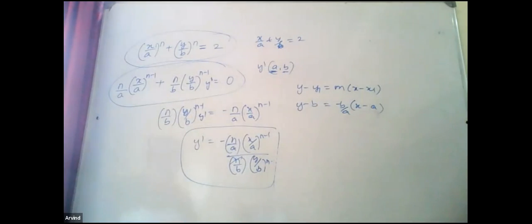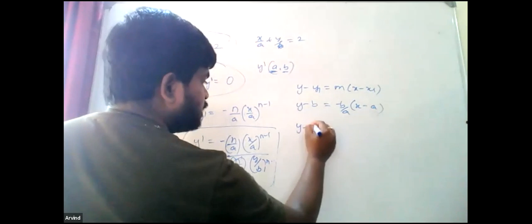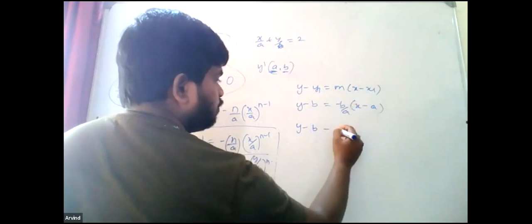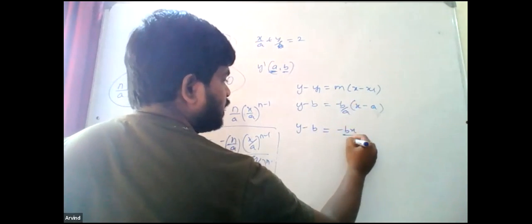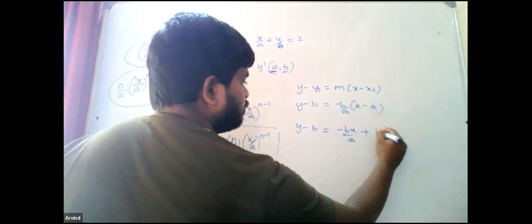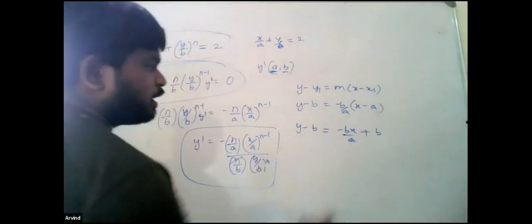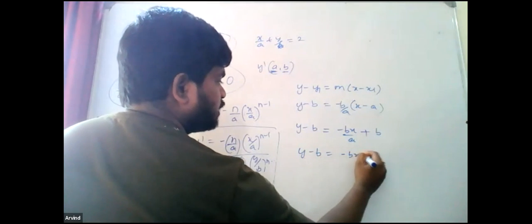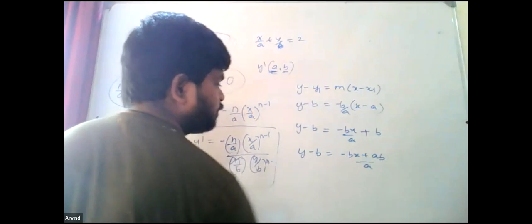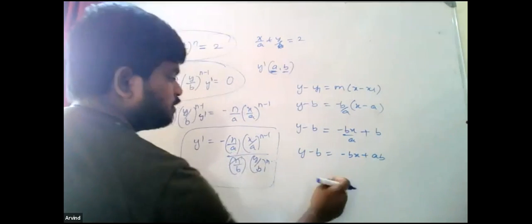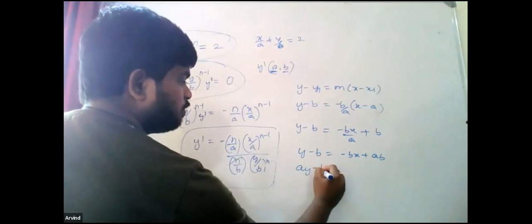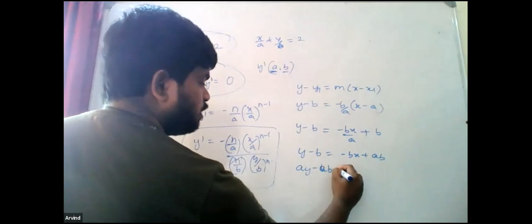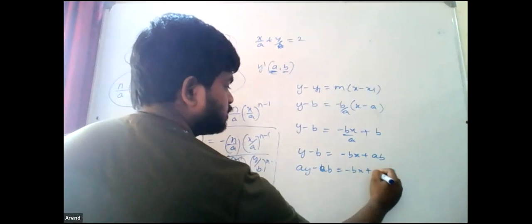If we simplify it, we will get y minus b minus bx by a plus b. Okay, take LCM. If you take LCM, y minus b equals minus bx, ab by a. Send this a to the other side. Ay minus ab equals minus bx plus ab.